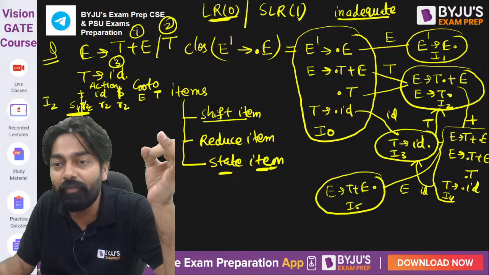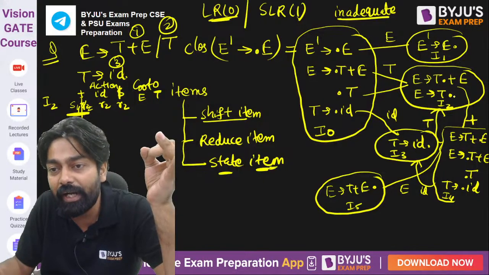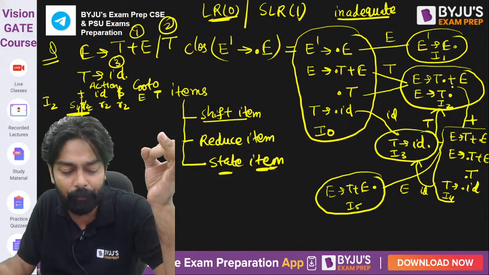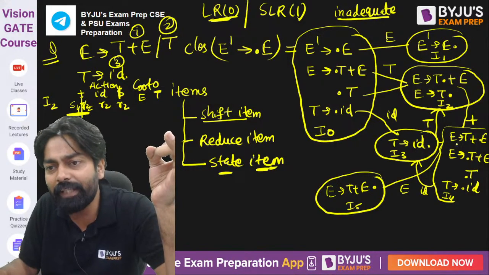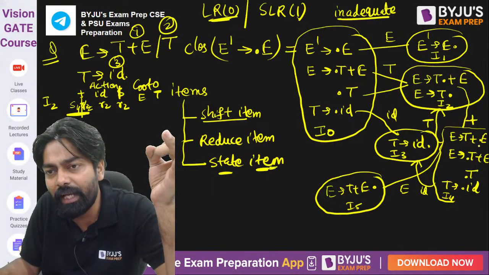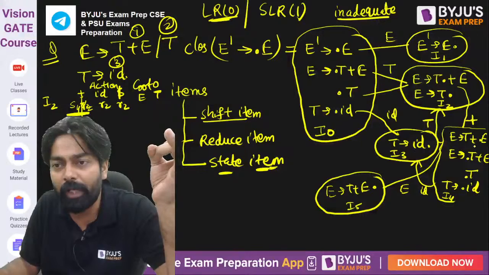Here we have, my dear friend, one inadequate state. See clearly here, because we are shifting on plus, fine, and reduction here. Fine. Is there any problem here? If you see clearly, is there any problem here? Can you please tell me?